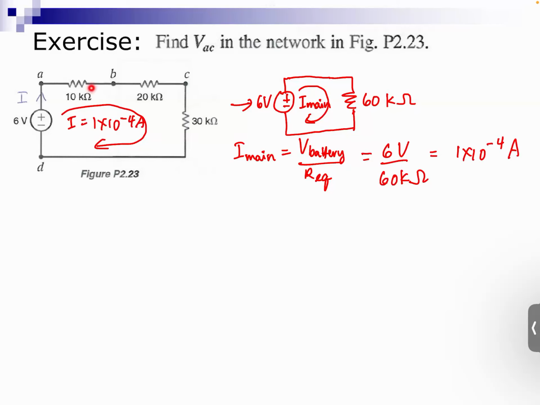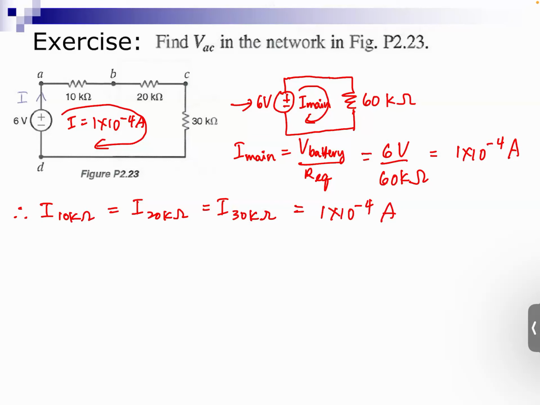Because your resistors are all connected in series, the current is the same through each, and that same current will be equal to the main current that you've calculated. So the current through each of the resistors, the 10, the 20 kilo ohm resistor, the 30 kilo ohm resistor, is all equal to 1 times 10 to the minus 4 amps.